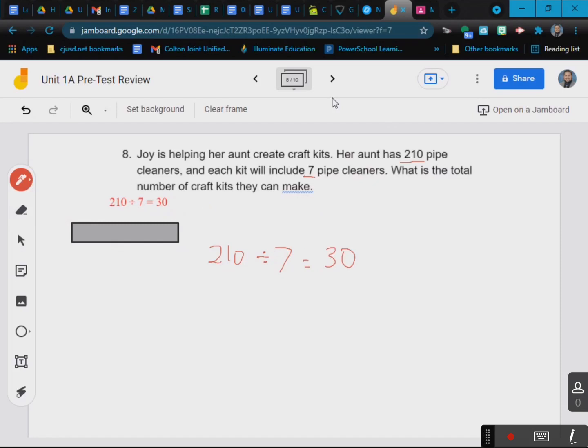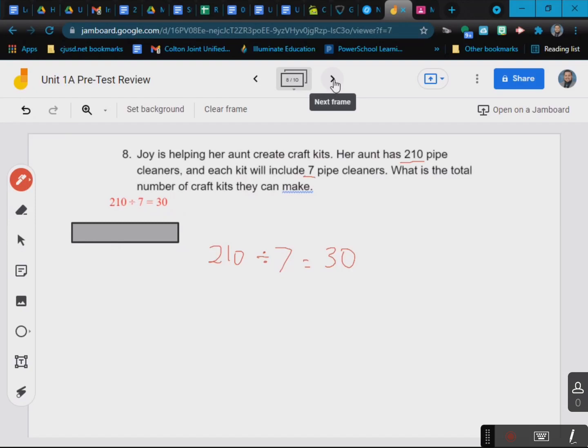This is a tricky one because they don't explicitly tell you that you're dividing. They're not saying that they're dividing it evenly, but you know they are because it says that they're going to make them into kits, and each kit's going to have 7 pipe cleaners each. So you know that they're going to divide the pipe cleaners into the kits. So you have to read it very carefully.